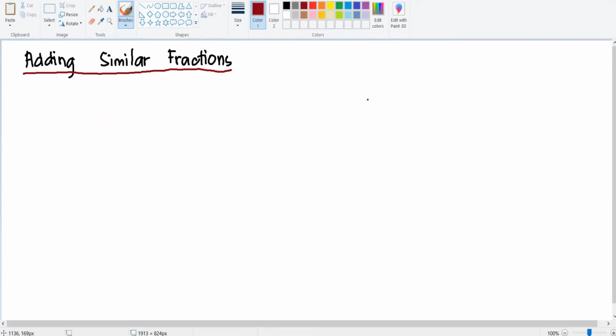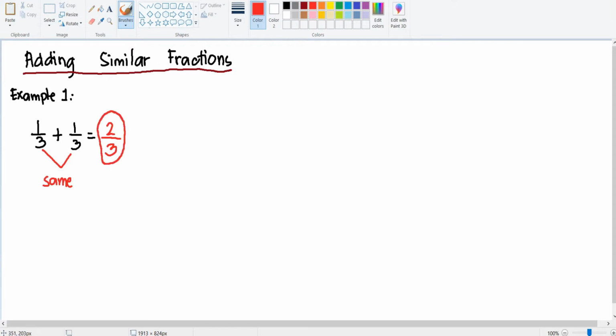Okay, so let us have an example in adding similar fractions. So when we say similar fraction, the two fractions should have the same denominator. Now, this is how you're going to solve similar fractions. All you just have to do is to add the numerator by the numerator. So we have 1 plus 1, that is 2. And because we have the same denominator, which is the 3, therefore we will just copy the 3. Therefore, our final answer will be 2/3, or also read as two thirds.